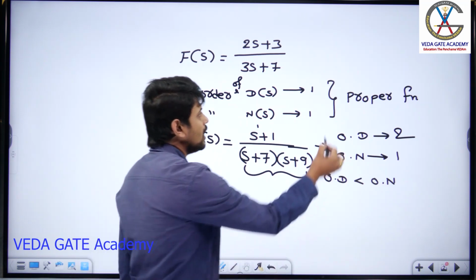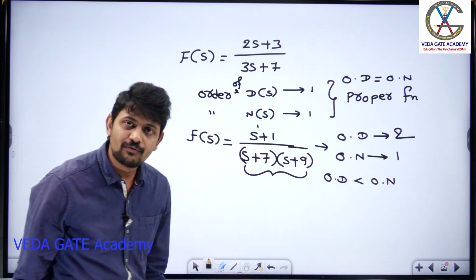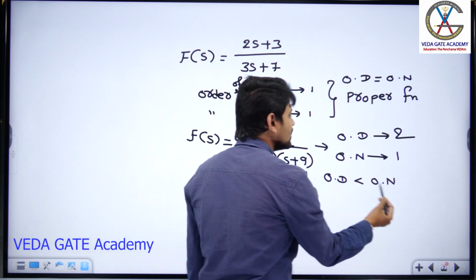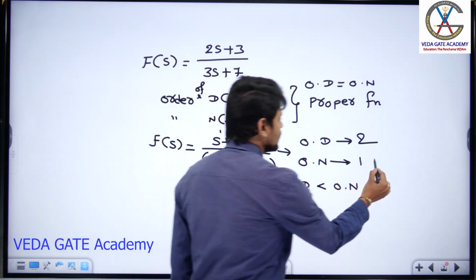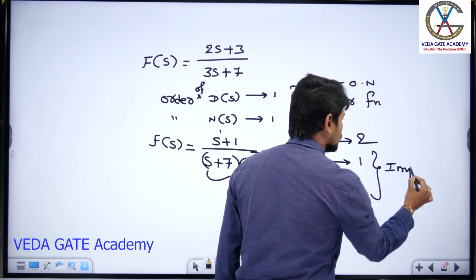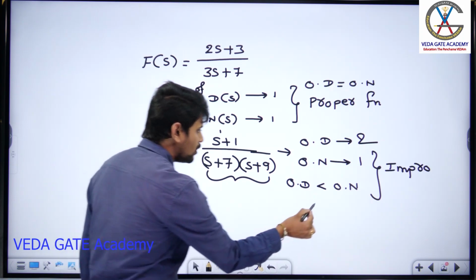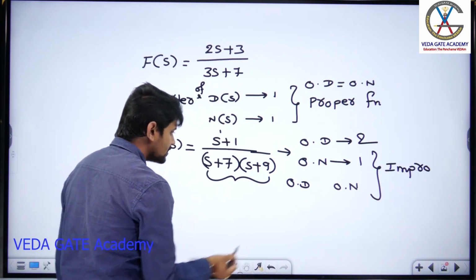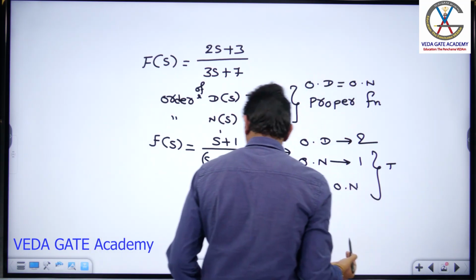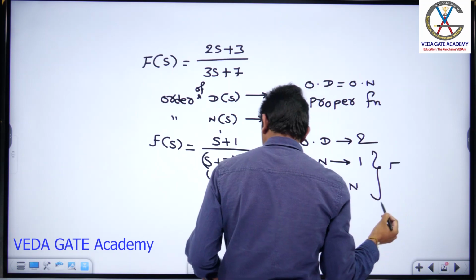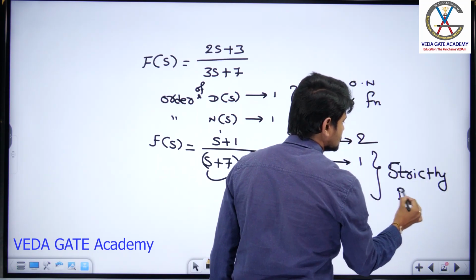Okay. So whenever the order of denominator is exactly equal to the order of numerator polynomial, such kind of function we can call proper. Whereas if order of denominator is less than order of numerator, such functions we can call improper functions. Sorry, let me make a small correction over here. Here the order of denominator is greater than order of numerator, such kind of functions we can call strictly proper functions.